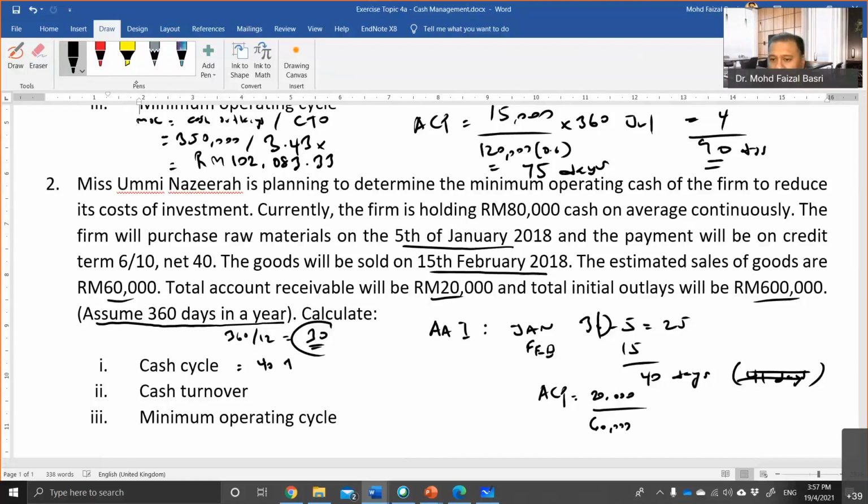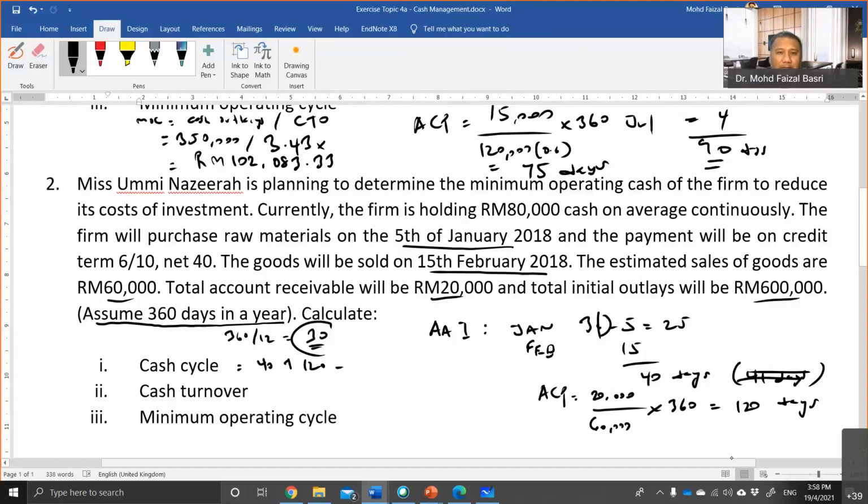Times 360. So this is your ACP, 120 days. Okay, 20,000 is the receivables, 60,000 is the sales, but without the credit portion, so we're going to assume 60,000 all credits. Okay, times 360, then we get 120 days. So we add 120 here, and then the payments, the payables.